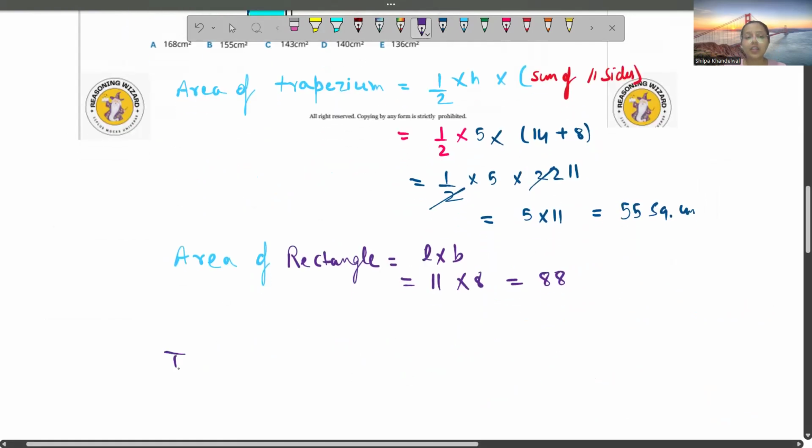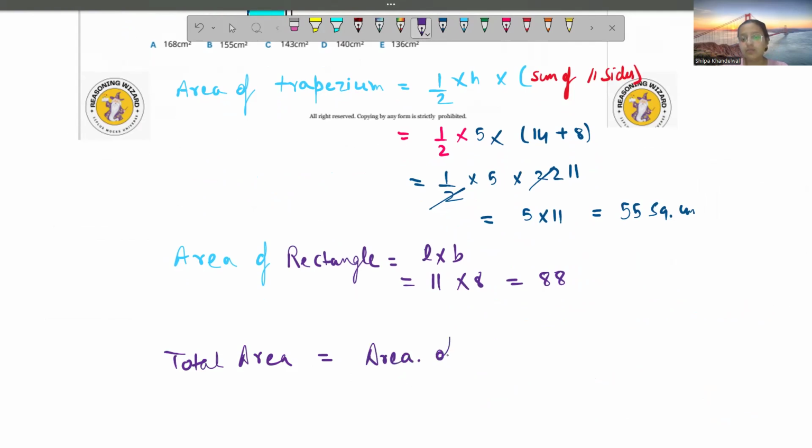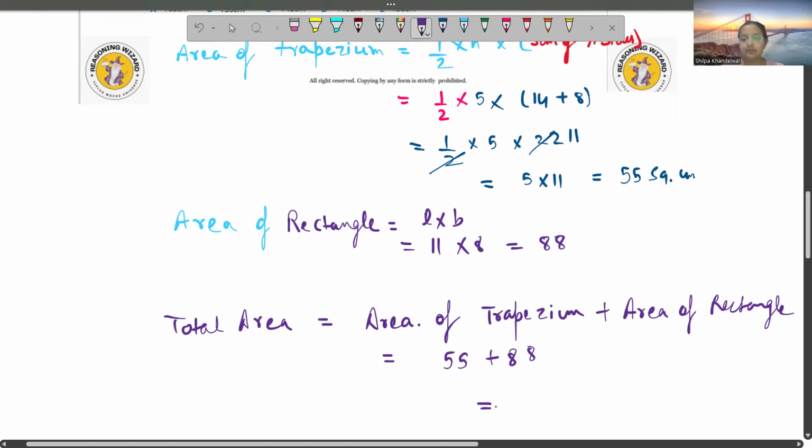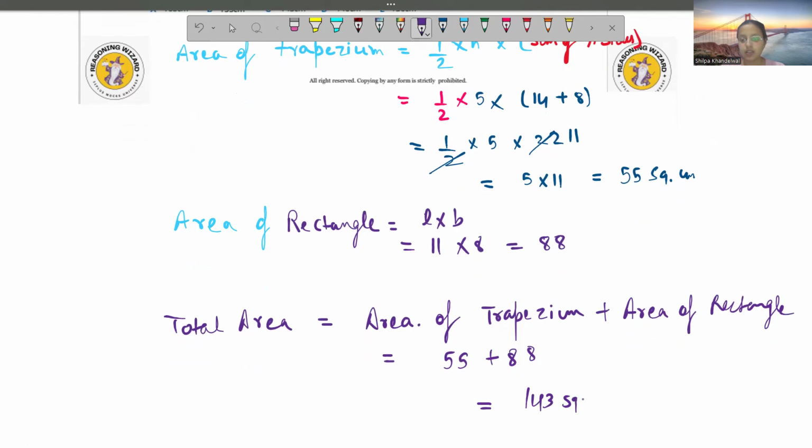And now to get the total area of the given shape, the total area will be equal to area of trapezium plus area of rectangle. Okay, so now it would be equal to 55 plus 88. And when you do that, what will you get? 143 square centimeter. So that's how you will get the answer.